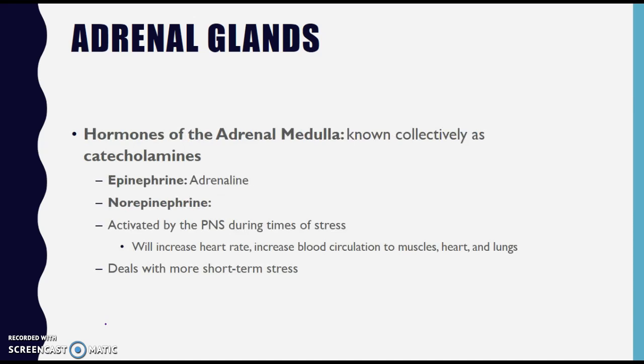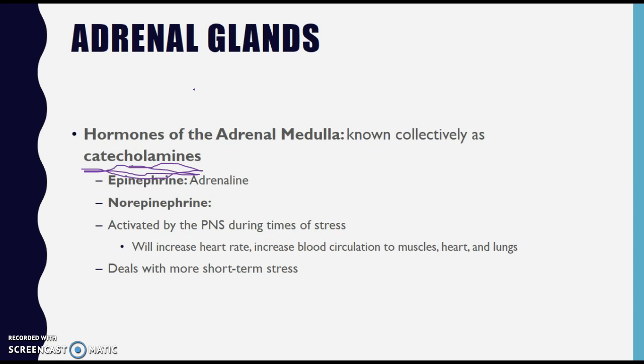Then we have our adrenal medulla. These are ones that we've already talked about. Epinephrine and norepinephrine are what are going to be released from the adrenal medulla, and collectively they're known as catecholamines. That's a kind of new term. We haven't used that yet. We know that these two hormones are released during times of extreme stress. So we have our increase in heart rate, our increase in blood pressure. We want to make sure that we're getting blood flow to our skeletal muscles, heart, lungs, and brain.